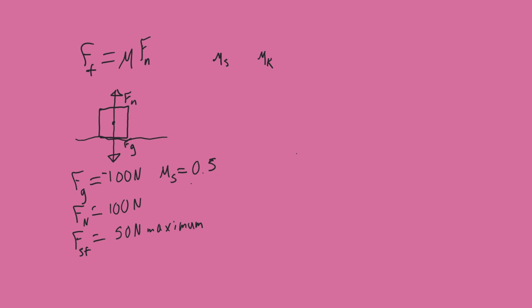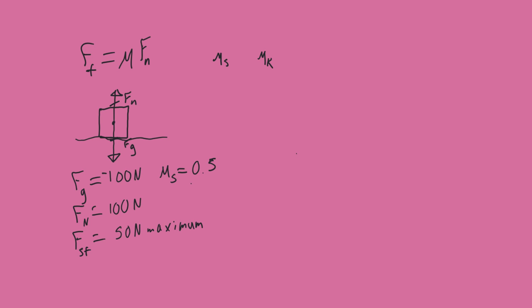So I've put in a couple of numbers here. We have a force of gravity of negative 100, right? We're going down. And then the force normal is going to counteract that at the same amount since it is not accelerating up or down. And then the mu for static friction is going to be 0.5, which means that the force of static friction is 50 newtons at its maximum. It can't be any bigger than that. It can be smaller, but it can't be any bigger.